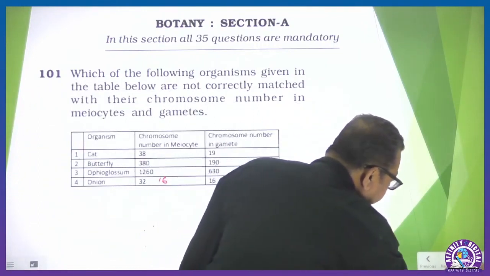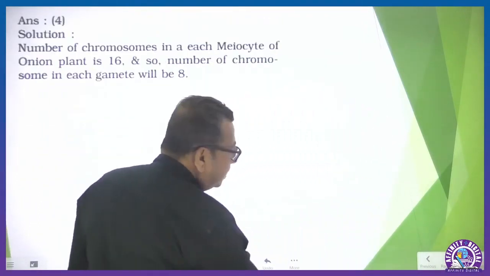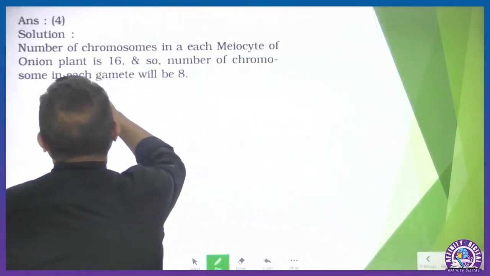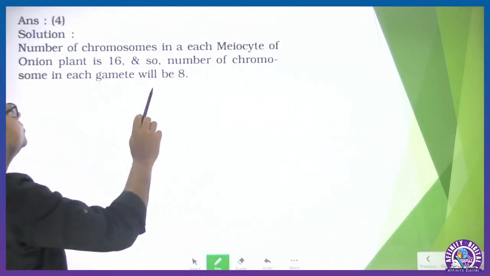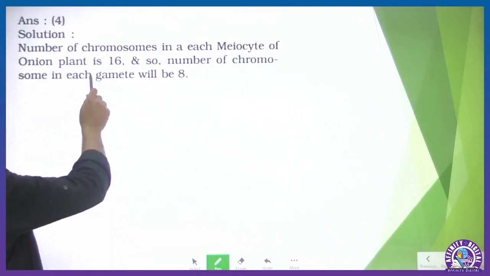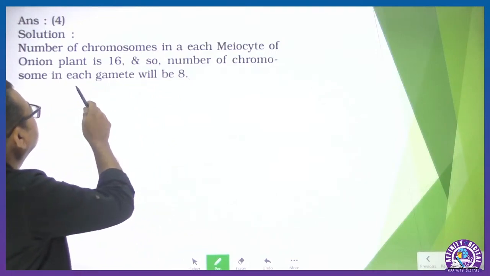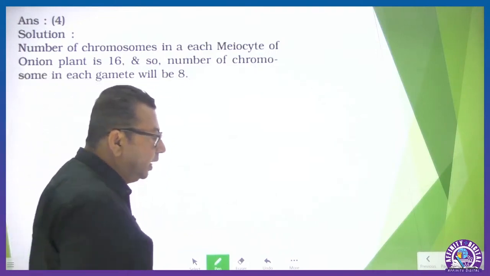So moving on to the next question, this is the solution. In the solution I have already written that the number of chromosomes in each meiocyte of the onion plant is 16, and so the number of chromosomes in each gamete will be 8.